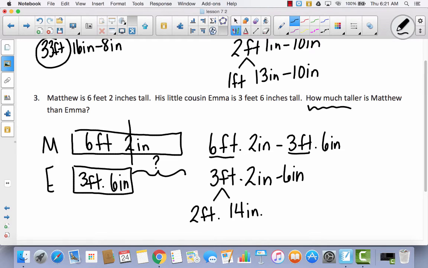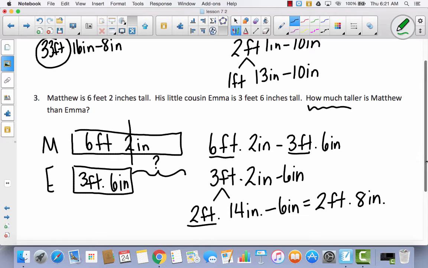So let's talk about what just happened there. I had 3 feet. I decomposed it into 2 feet and 1 foot, and I changed that 1 foot to 12 inches and added 2 inches to it. Now I'm going to subtract 6 inches. Nothing happens to my feet. I still have 2 feet. 14 inches minus 6 inches equals 8 inches.